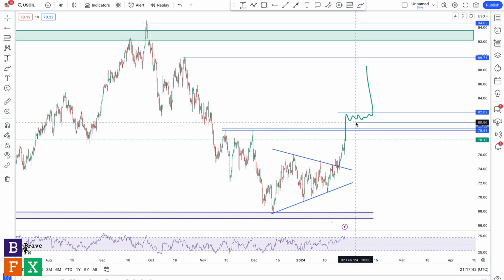Stop loss is going to be underneath the consolidation. First target is going to be here. Second target is going to be around this resistance level. So these are my bullish case scenarios for crude oil, right?